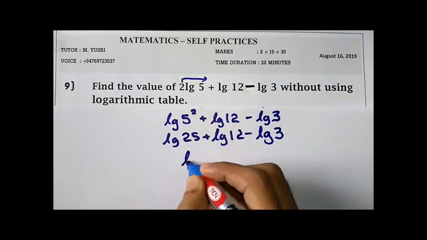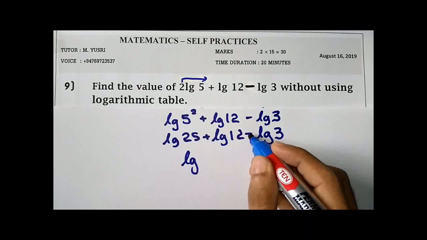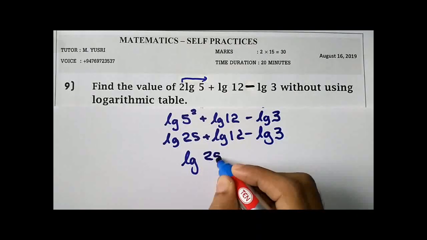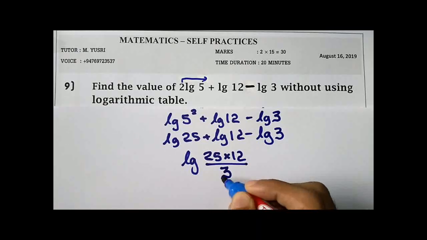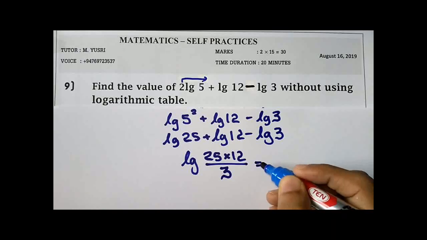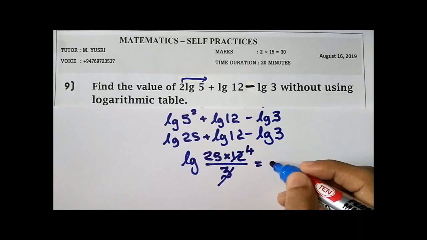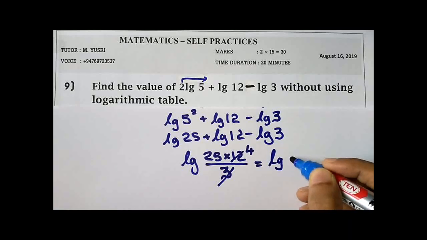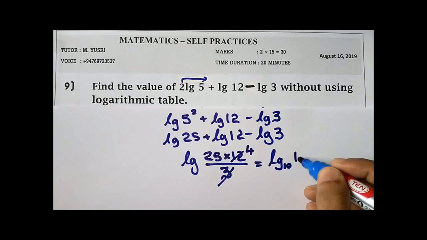Now we can simplify this easily. If there's a plus sign, we just have to multiply them, and if there's a minus sign, we have to divide. So 25 into 12, that is a logarithm, and we'll divide by 3. Now we can simplify this easily. 3 into 12 we can cancel, so it's 4. 25 into 4 is 100. So that means log to the base 10, I am just writing that, and 25 into 4 is 100.